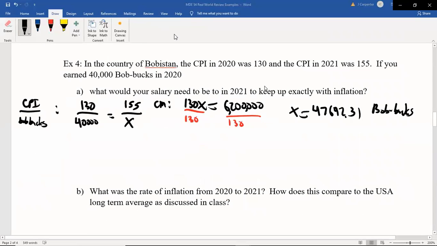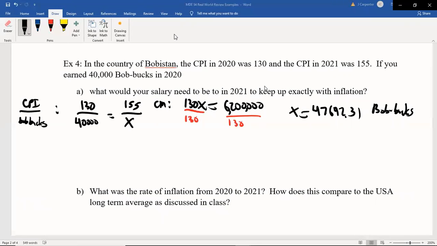What was the rate of inflation from 2020 to 2021 in this scenario? How does this compare to the USA's long-term average as discussed in class? Now, if you recall, we said that our government likes to see our long-term inflation be around 2% per year. It has not always been the case. In the 70s, it was almost double digits sometimes. In 2021, we're seeing a 6% inflation. But again, the long-term average has always floated about 2%. So that's what I'm referring to.